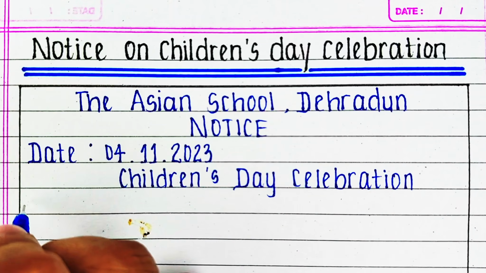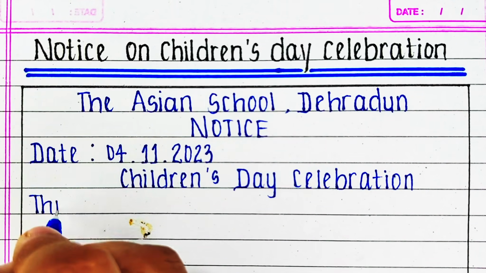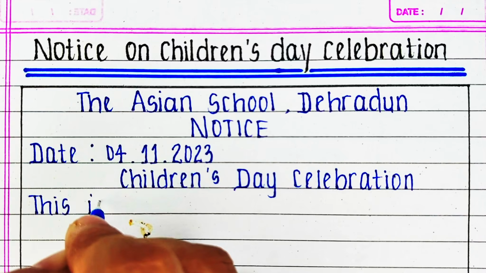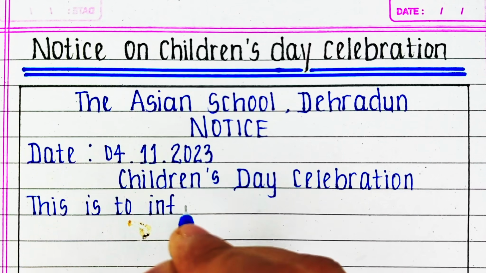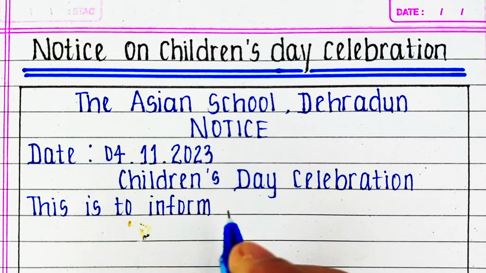In the next line, towards the center, write the heading of your notice. Here, for example, I am writing Children's Day celebration.